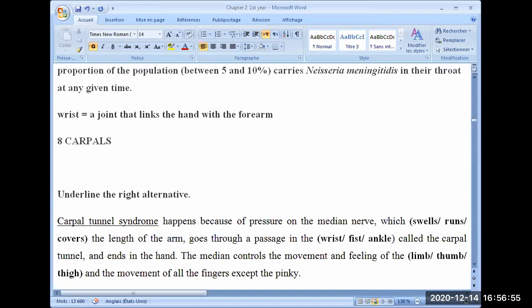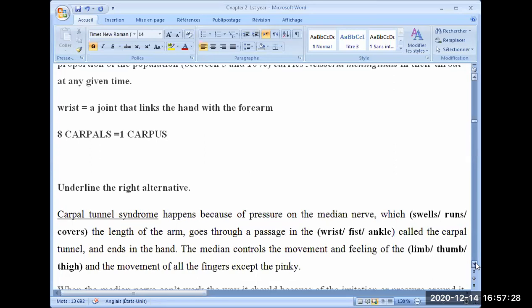So 1 carpal, 2 carpals, 3 carpals. Then we get 8 carpals. And together, all the 8 carpals make one what? One carpus. Okay, so we have the wrist. The wrist is a joint where you have 8 carpals.